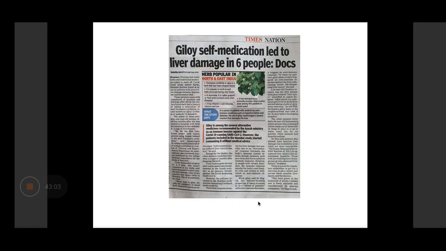And recently, in fact, there was an article in the paper just a few days ago this last week. That's, like I told you, Ayurvedic medicine. So Giloy self-medication caused liver damage in patients who were taking this Ayurvedic medicine for immunity, increasing their immunity against COVID-19. But that instead caused a severe liver infection. So therefore, that has to be taken care of. There are some Ayurvedic medicines that do not cause this, but one has to know what medicine one is taking and whether or not it has a potential for causing any liver injury.